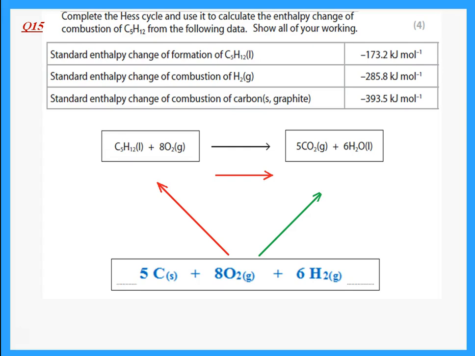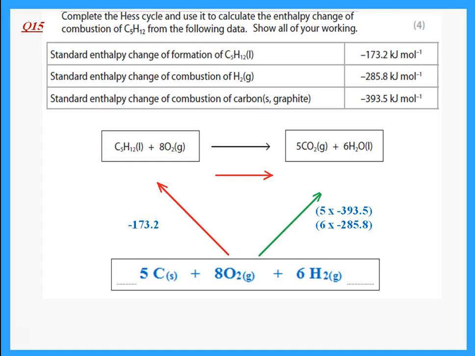Again, enthalpy change of formation of C5H12 means I'm forming it from its elements. So I have 5 carbons and 8 oxygens. Now, if I'm saying standard enthalpy change of combustion of hydrogen, this is the same as formation of H2O. And standard enthalpy change of combustion of carbon as graphite, this is the same as formation of CO2. Okay, so what we have is, we have to make pentane, it is minus 173.2.